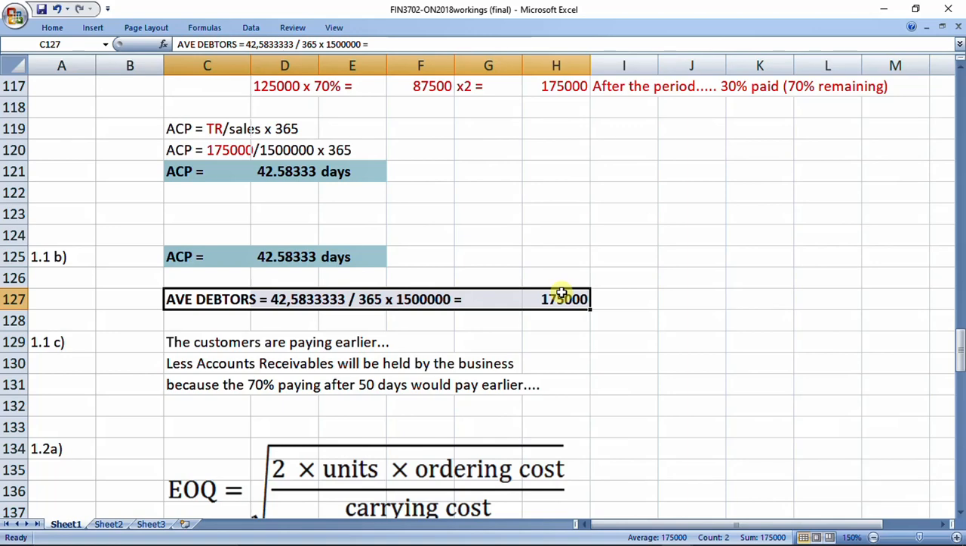If you look at the trade receivables, in order to calculate your trade receivables, you've got to take the amount that's given, multiply it by the average collection period, and divide that by the 365. See, average debtors, whatever the ACP is, take the ACP, divide by 365 times the amount that's given. That gives you the trade receivables portion, right?